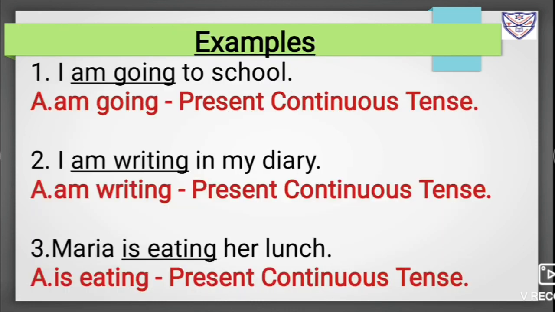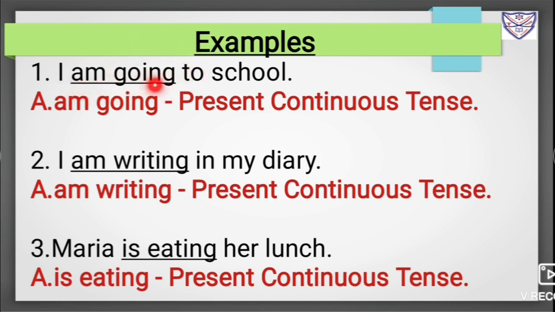Now let us see a few examples. First one, I am going to school. Now over here, am going is said to be in the present continuous tense. Why? Because over here we are having I as a subject which comes at the starting of the sentence. After this I, we have a helping verb, and that helping verb is am. Now remember one thing, when I is taken as a subject, with I we always take am as a helping verb in present tense. Now with this helping verb we have verb plus ing, that is go plus ing will become going.